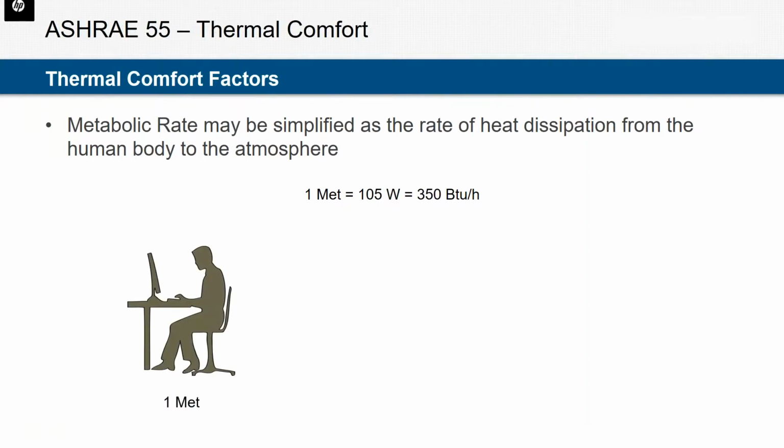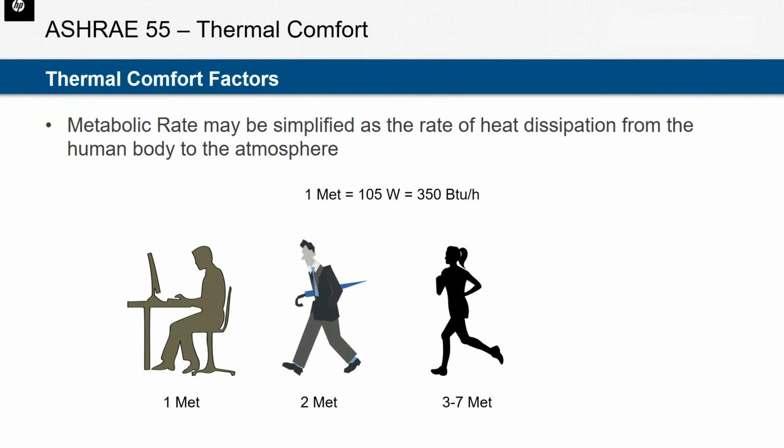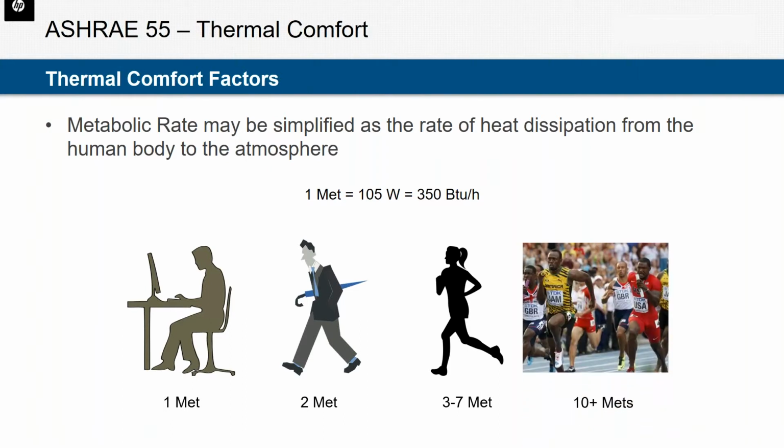There is a unit for this. This is what ASHRAE denotes as a MET. So effectively about 100 watts or 350 BTUs per hour. Someone that's just sitting at a computer screen, so maybe you right now, is probably outputting about 1 MET. Someone who's walking around could output about 2 METs. If you're doing basic exercise, going for a jog, that can fluctuate between maybe 3 and 7. And someone outputting as much effort as they possibly can will output upwards of 10 METs.